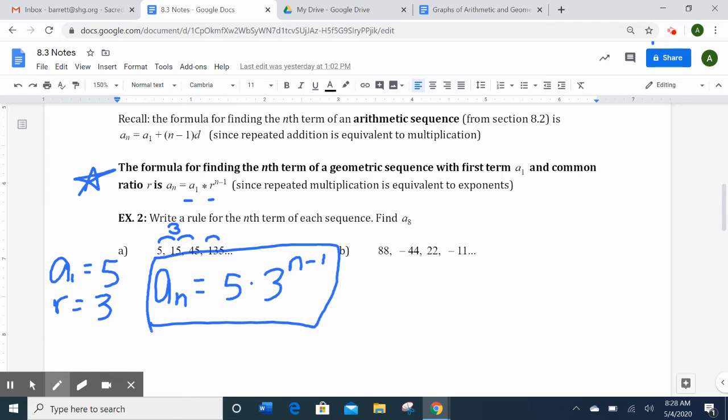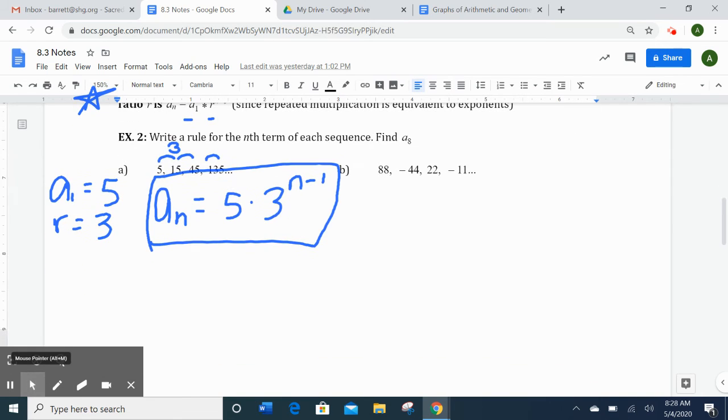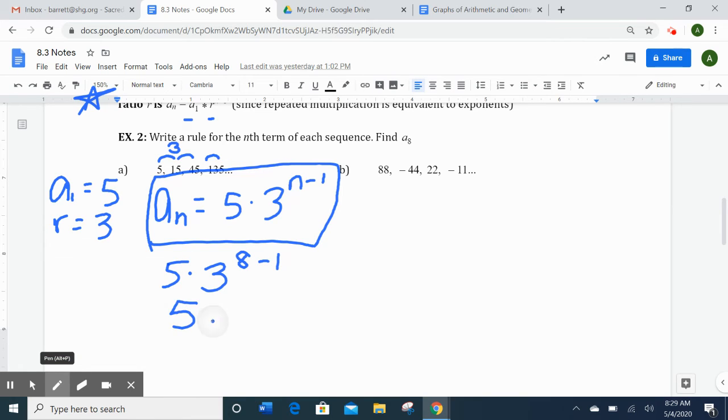And then if they want to know what the 8th term is, well, plug in 8 for n. So I'm going to be taking 5 times 3 to the 8 minus 1, which is 7. So again, it's not 15 to the 7th. It's 3 to the 7th power, which I'm going to use my calculator for. It's 2187. And then when I multiply by 5, I get 10,935 for the 8th term.